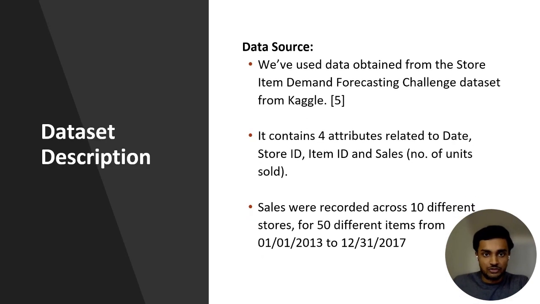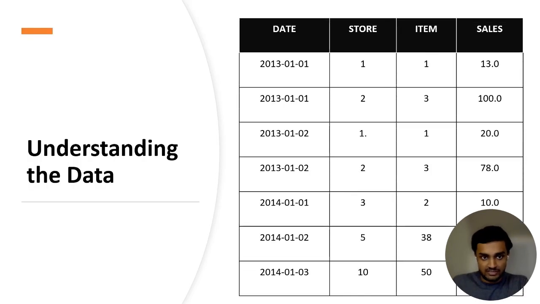So this slide provides an overview of a data source and its attributes. We obtain the data from the Store Item Demand Forecasting Challenge dataset available on Kaggle. The dataset includes key attributes, which are date, store ID, item, and sales, representing the number of units sold. In total, there are 10 stores and 50 items included in the dataset. Sales were recorded across 10 different stores for 50 different items from January 1st, 2013 to December 31st, 2017. This is a subset of our dataset obtained from Kaggle as mentioned earlier.